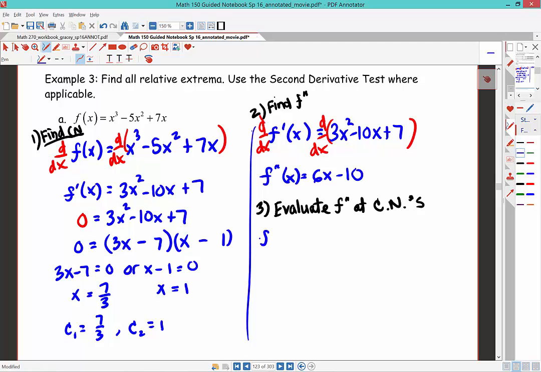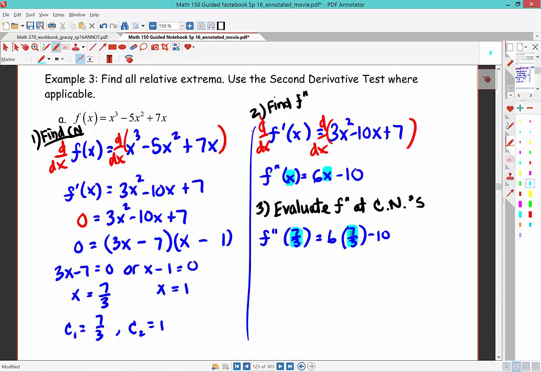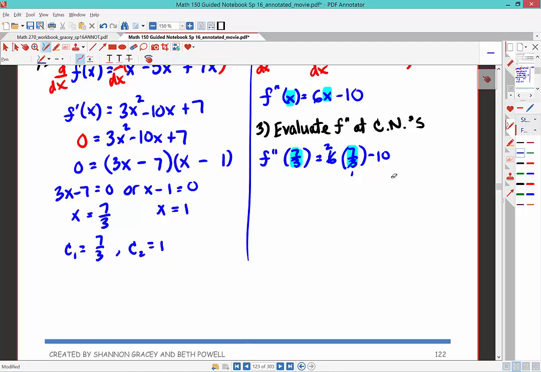So f double prime at 7/3 is going to be equal to what? 6 times 7/3 minus 10. So I'm plugging in 7/3 wherever there was an x in the second derivative. And this is going to give us what? Which equals 4, which is greater than 0. So let's think about this. At 7/3, which is a critical number for our function f, our graph is curving upward, right? Curving upward because we have a positive value for the second derivative. So that means that there must be a relative minimum there, right? That's what that theorem says.